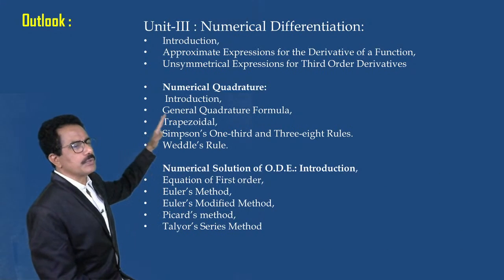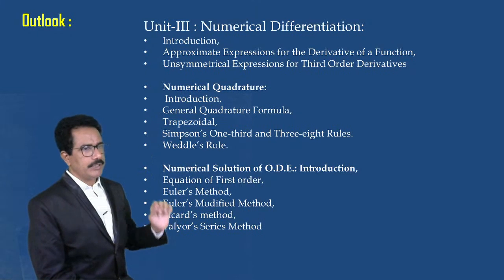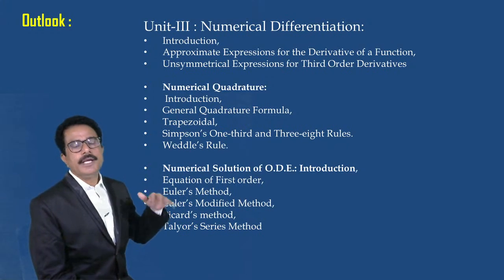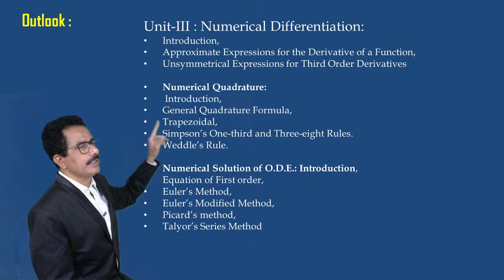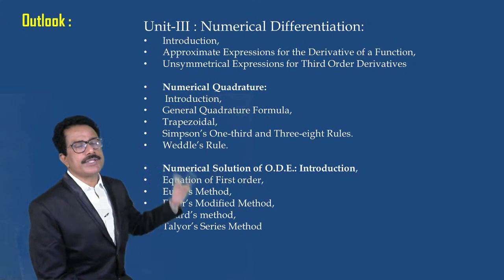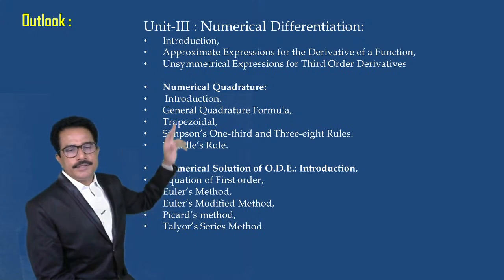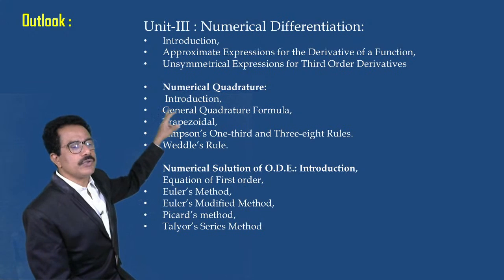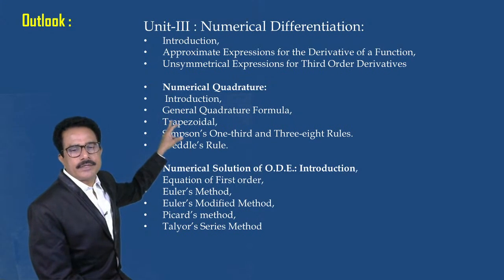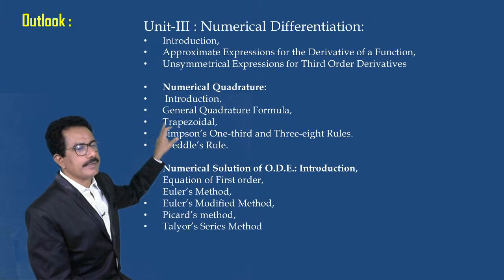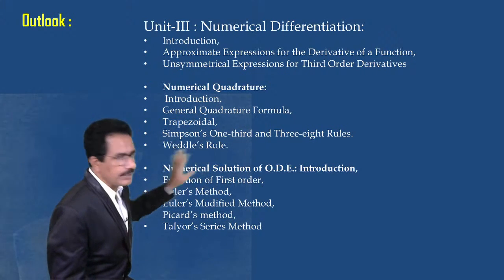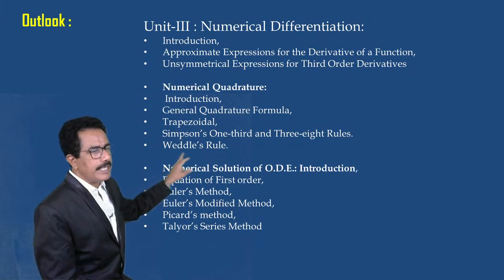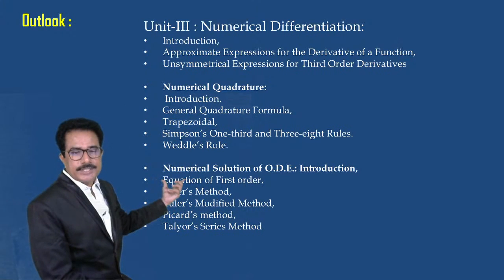In this chapter we have to study the numerical differences: introduction regarding the numerical differences, approximate expression for the derivative of a function, unsymmetric expression for the third order derivative. Then in the second section, we have to discuss numerical quadrature. In that we have to study introduction, general quadrature formula, trapezoidal rule, Simpson's 1/3 rule, Weddle's rule.